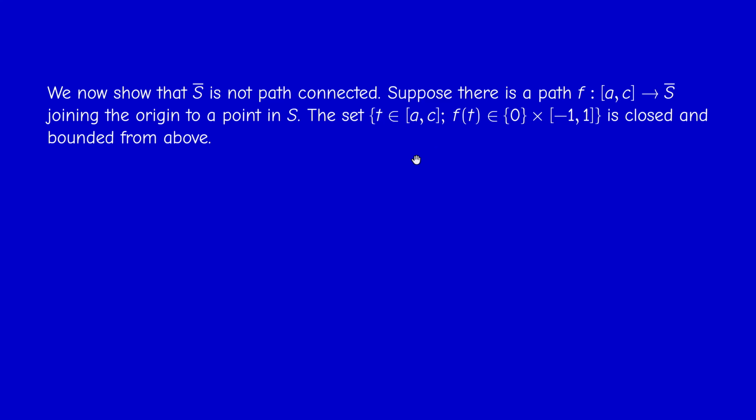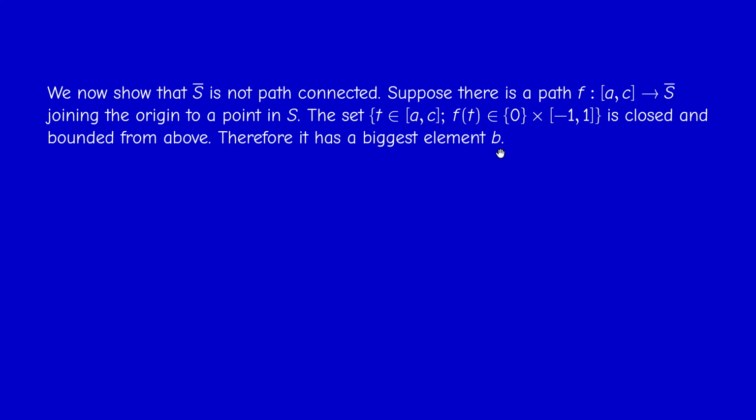Okay, so if you think intuitively, if we want to go from (0, 0) to a point in S, at some point we have to leave the red line and move to the green line. And this will happen at some time that I will call B. So if you consider the set, this is a closed set and it's bounded from above by C. Therefore, it has a supremum. And this supremum is actually a maximum because the set is closed.